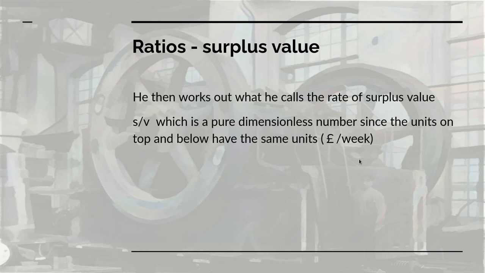He then looks at ratios. The first one he introduces is the rate of surplus value, which he writes as s over v. Now note, this is a pure dimensionless number, since the variables above and below have the same units. They're both in pounds per week. So if you divide pounds per week by pounds per week, you get a dimensionless number, which you can express as a percentage.